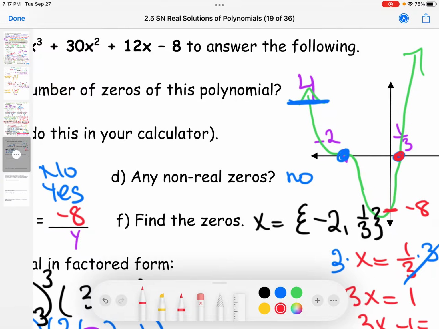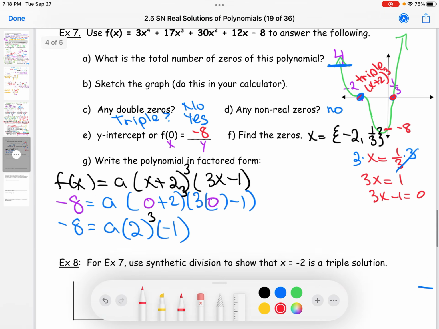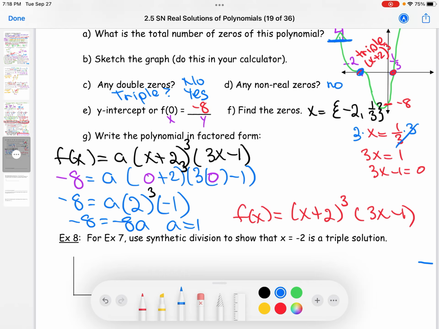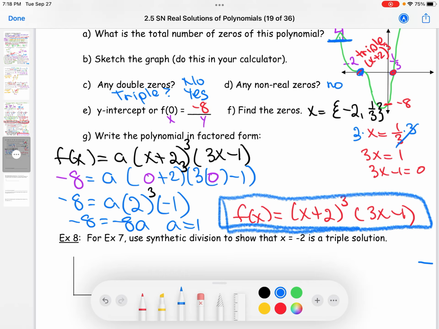This triple root, let's come back over here to this graph for a second. This triple root means that x plus 2 as a factor was raised to the third power. That triple root was to the third power. So 2 to the third power is 8 times that -1. A here equals 1. And that means our final function, that a was a 1. We have that x plus 2 factor to the third power times 3x minus 1.